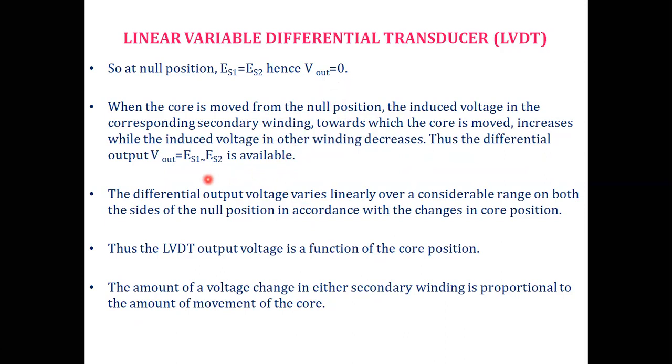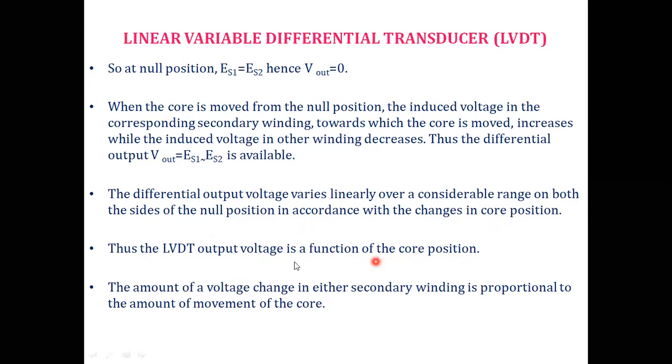Then the differential output voltage is given by V out is equal to ES1 minus ES2. The differential output voltage varies linearly over a considerable range on both sides of the null position in accordance with the change in the core position. The LVDT output voltage is a function of the core position. LVDT output voltage depends upon the core position.